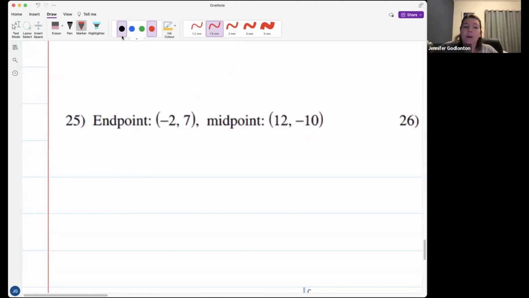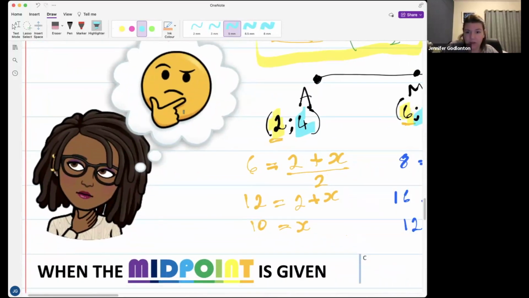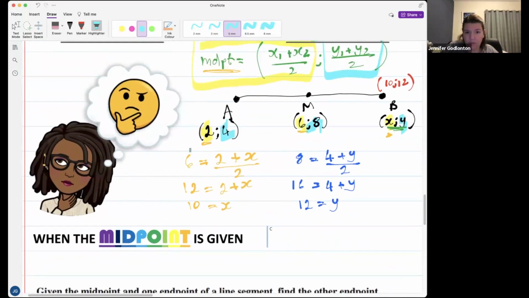Okay. Let's read this question. They tell us that we have an end point of -2 and 7, and they're telling us we have a midpoint of 12 and -10. Oh, yeah. I can absolutely go back. Sorry, did not mean to rush you.